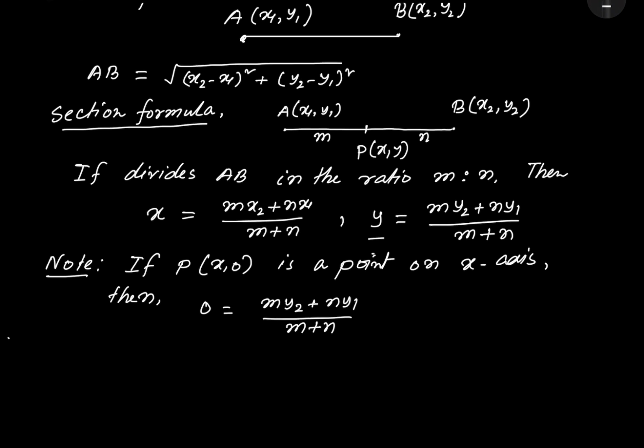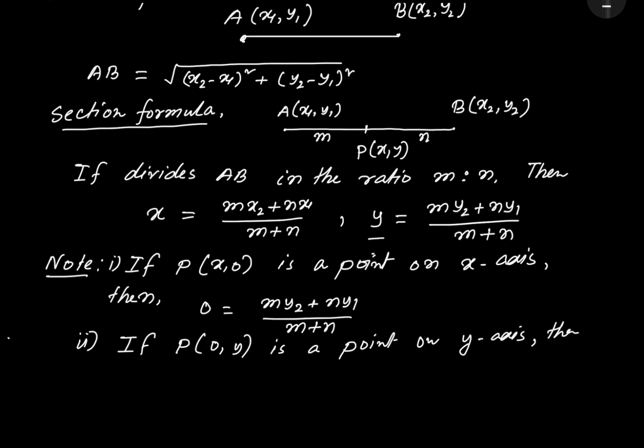And number 2, if P 0 comma y is a point on y-axis, then x will be 0, that is 0 equals to mx2 plus nx1 by m plus n. Easily we can find out the ratio m is to n.